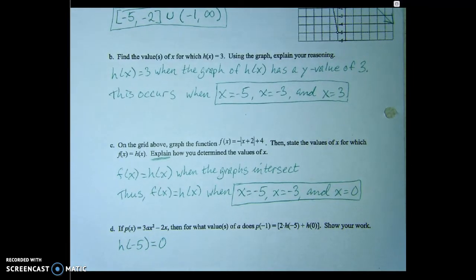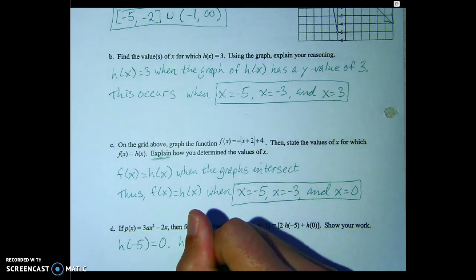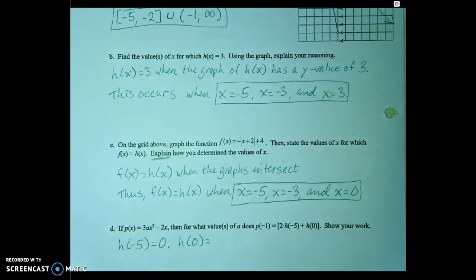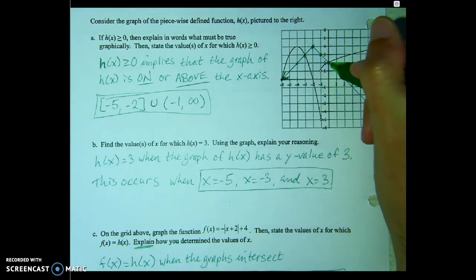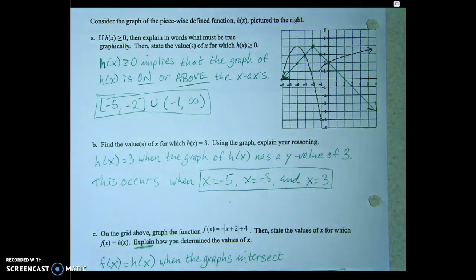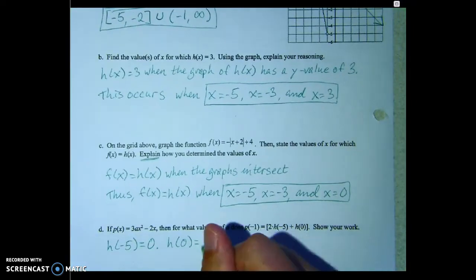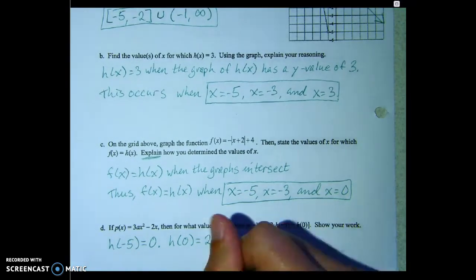Okay. And what is h of 0? We need to know h of 0 as well. H of 0 is the y value when x is 0 on the square root function, and it turns out that h of 0 is just 2. Okay, h of 0 is 2.